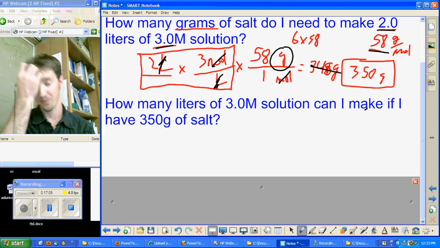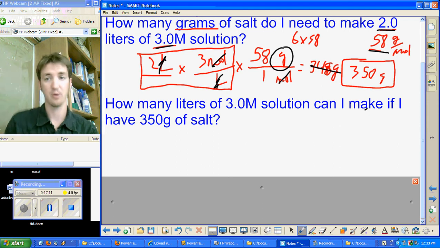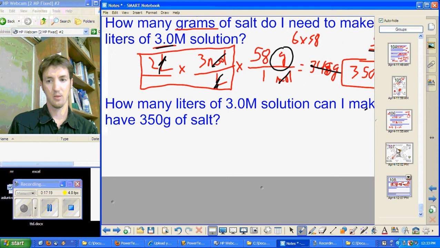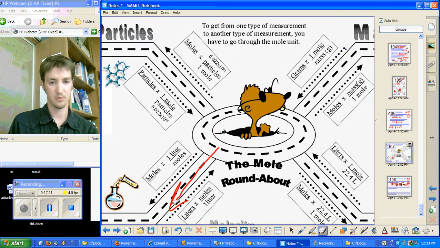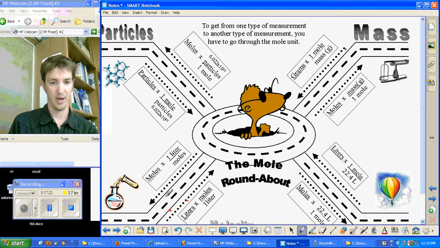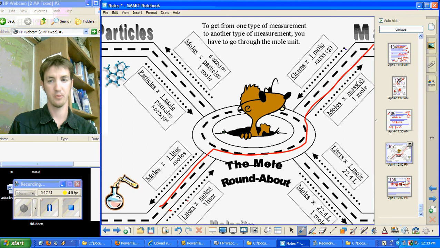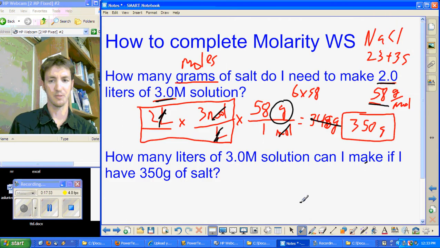Alright, if you didn't catch part of that, go back in the video, look at where I started again, and look at where the things came from. Basically, I know liters, so I have to work up and around. The two steps I do are liters times molarity times molar mass. I like that one because it's all multiply, which makes it a lot simpler.